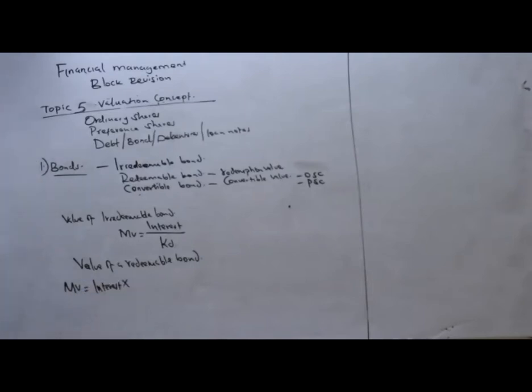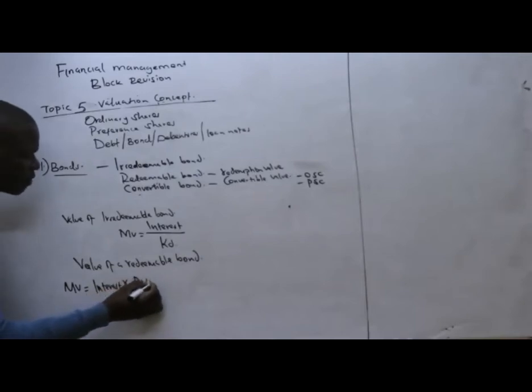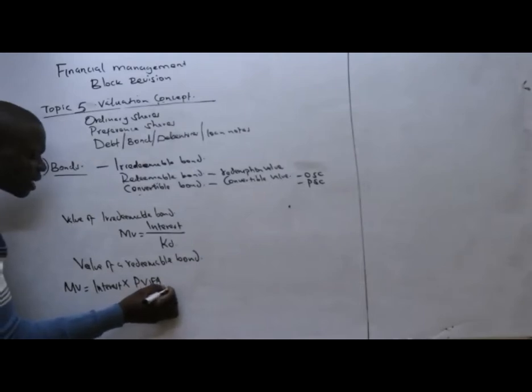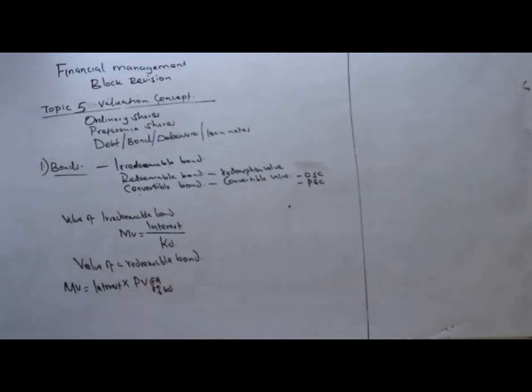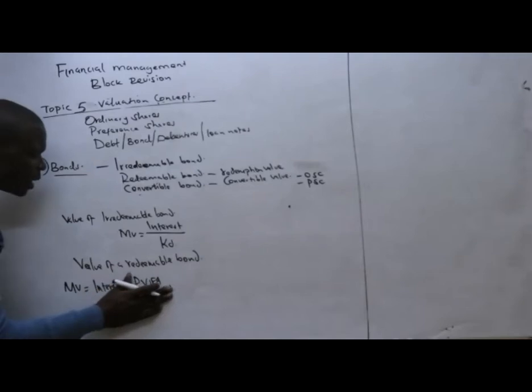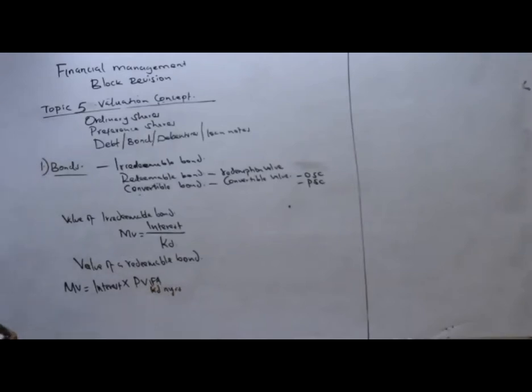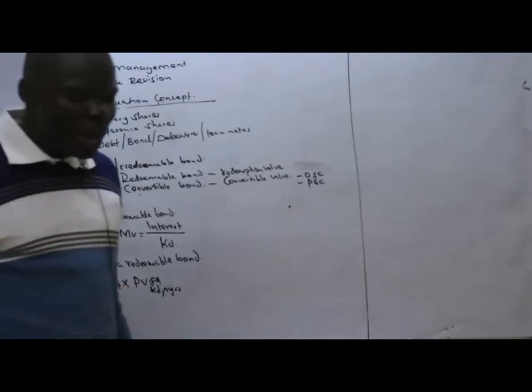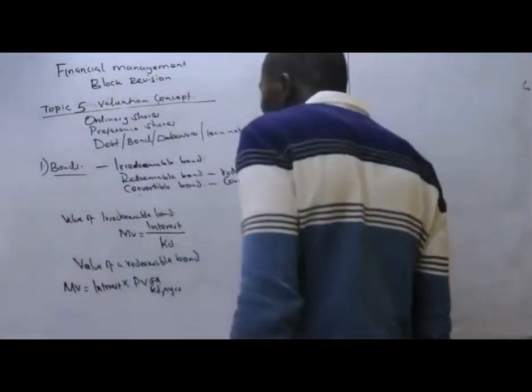Interest, you multiply with the discount factor, which is the PVFA. Not R%, KD, but KD, N years. So, why are we using KD and not the interest rate?